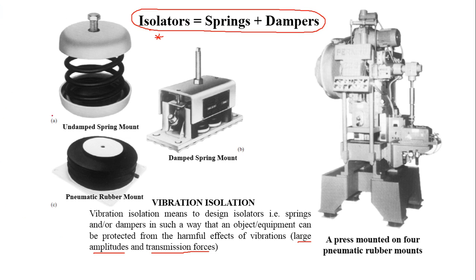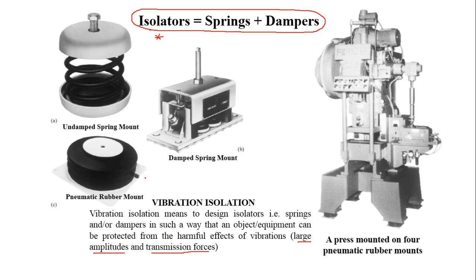And there can be many different shapes and sizes of these isolators found in the real world. For example, here you can see an undamped spring mount. Coil springs or springs can behave as vibration isolators, stiffness elements. And this is an undamped spring mount that can be directly attached between the device and the foundation.